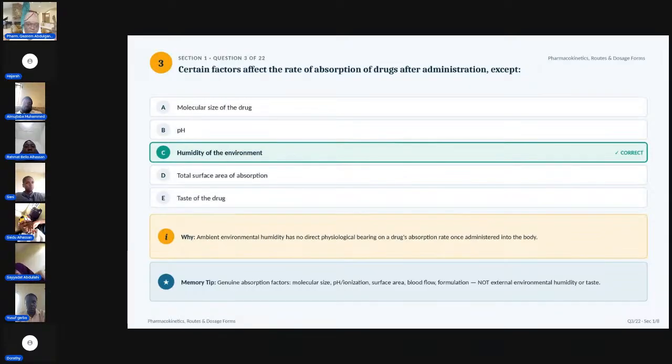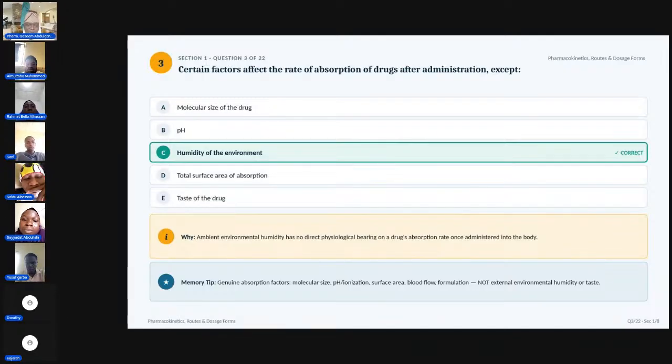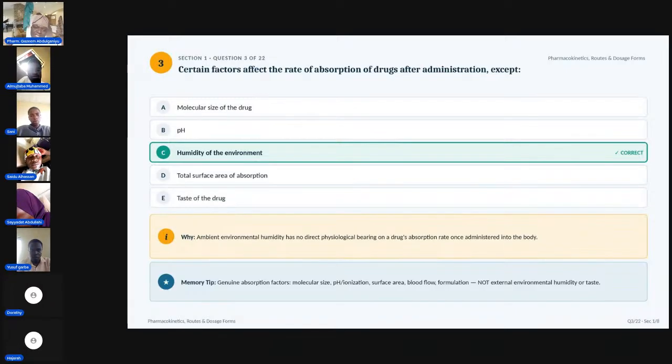So the next question is, certain factors affect the rate of absorption of a drug after administration, except. If you remember the class you had in the past about factors that would affect how a drug is absorbed, an example that you would need to remember very well is the molecular size of the drug. Remember that the smaller drugs, the drugs that have very fine particles, get absorbed faster, right? If you have a solid, the solid would first have to dissolve before it gets absorbed. So it takes a longer time. It's not as fast as something that is already powdered.